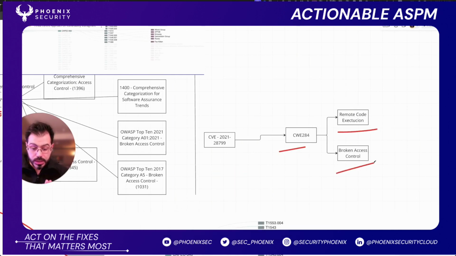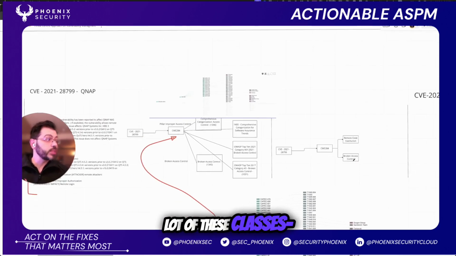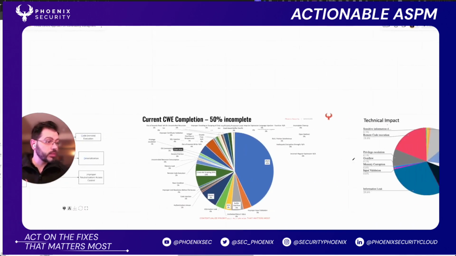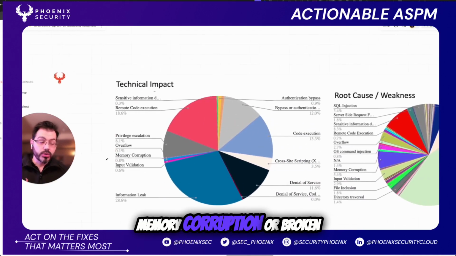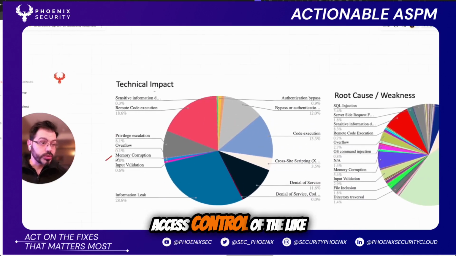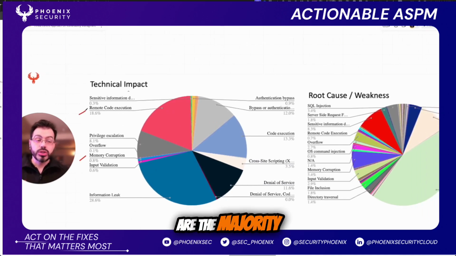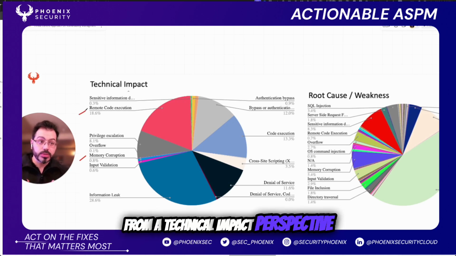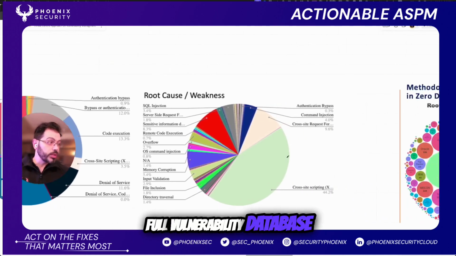That's it. Now, if we look at the analysis of a lot of these classes, and I'm going to show a little bit of this later, memory corruption, broken access control and the like, and remote code execution are the majority, from a technical impact perspective, of vulnerabilities that affect the full vulnerability database.